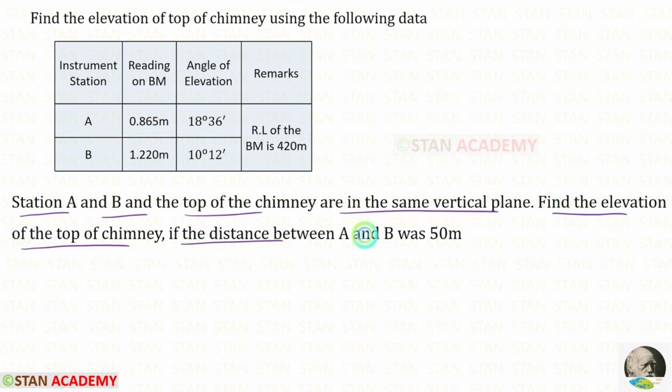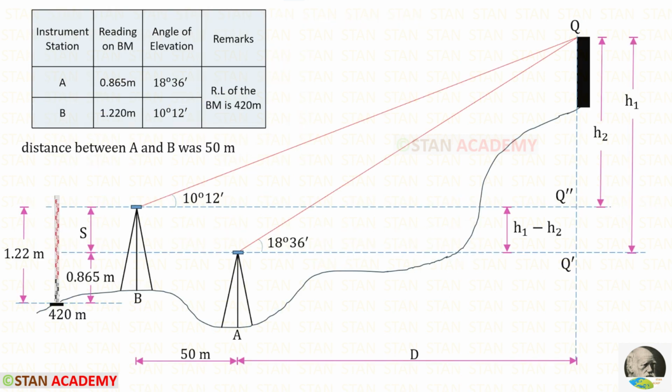If the distance between A and B was 50 meter, using the data given in the question, we can draw the diagram. Unless it is given in the question, we have to keep the stations in the alphabetical order. The station A should be nearer to the tower. The station B should be after the station A.